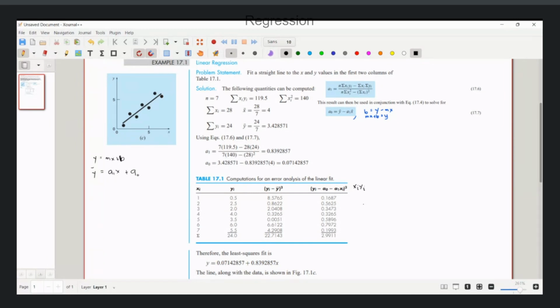So we need to find x sub I, y sub I. Let's do blue. Okay, calculate with me. 1 times 0.5 is 0.5. Solve with me, class, okay? So 2.5 times 2 is 5.